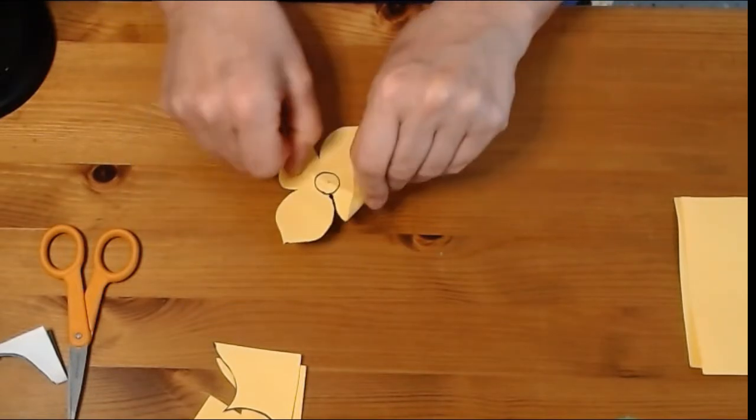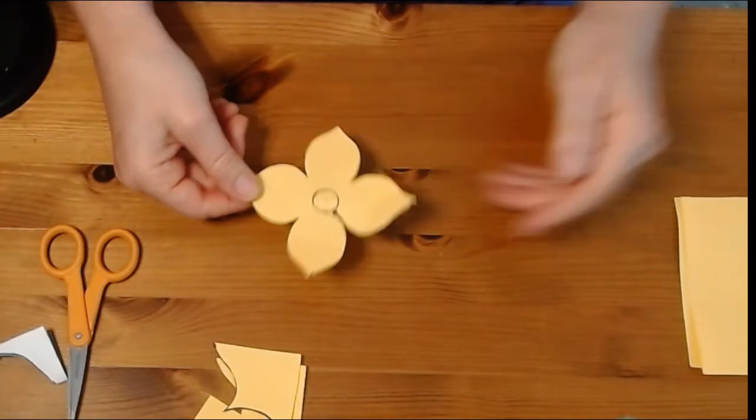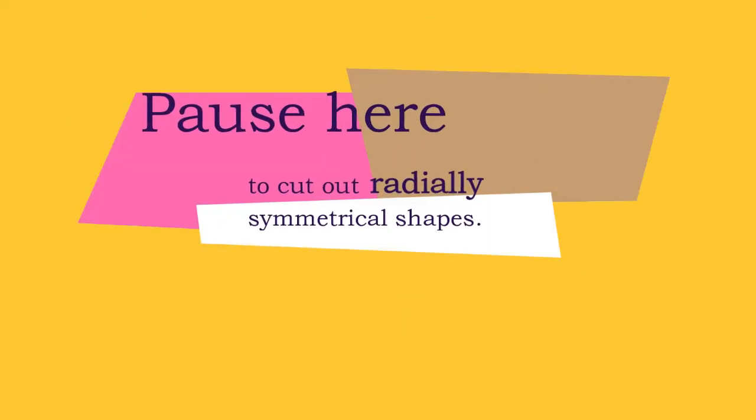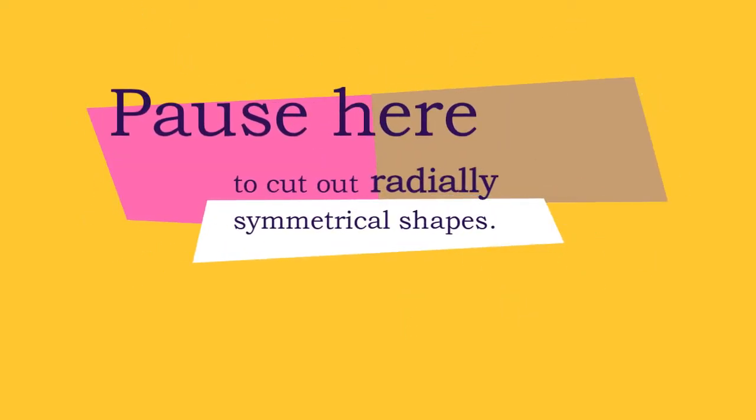Now let's see you do it. Pause to cut out radially symmetrical shapes.